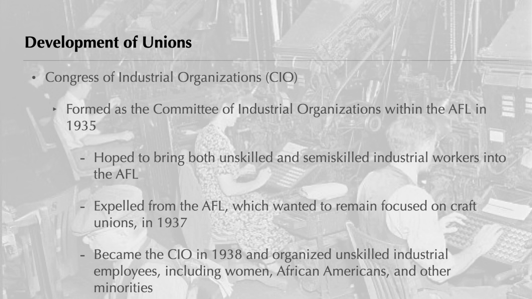Under his leadership, millions of unskilled industrial workers, including women as well as African Americans and other minorities, were organized. Large industrial unions that joined the CIO included the United Steelworkers, the USW, the United Automobile Workers, the UAW, and Lewis's own UMW.